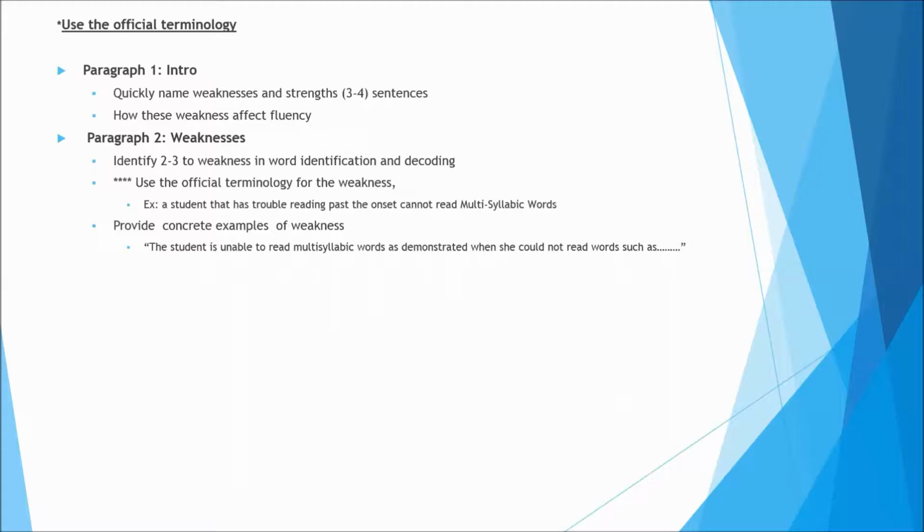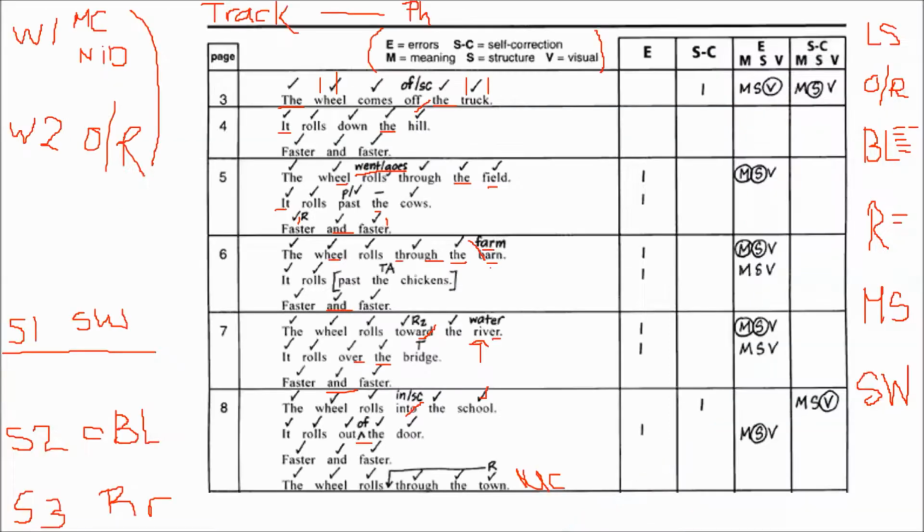Provide concrete examples. Here's my example. The student is unable to read multisyllabic words as demonstrated when she could not read words such as blah, blah, blah. If I go back to my little notes here, here's my weakness. This child shows that they rely too much on metacognition to identify words. This is evident when they read the word. When reading the word rolls, they replaced it with went and goes. Same situation when they said water instead of river. This showed that the student is relying heavily on anticipating what words should fit in there. It did not change the meaning of the sentence, but nonetheless, the child did not properly identify the word due to the reliance on metacognitive reading.